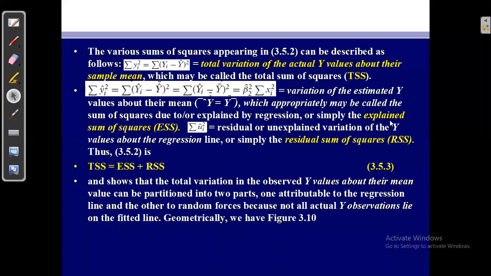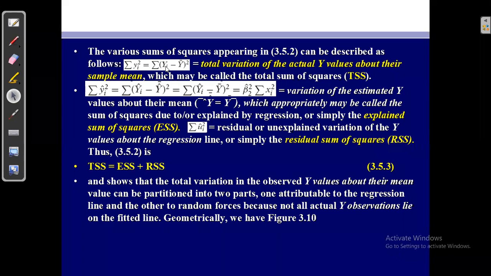The total variations in the values of the Y variable, the dependent variable, is measured by a formula that we write like this. If you look on the screen at this particular formula, sigma (Y minus Y bar) whole square, this sum of square is used to measure the total variations in the values of the dependent variable Y.